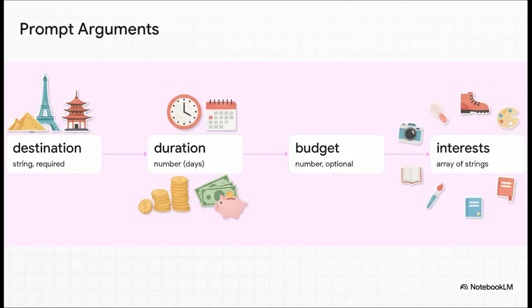And right here, this is the heart of the prompt. This is where the magic really happens, the arguments. The template defines exactly what pieces of information it needs and what format they should be in. For our vacation, it needs a destination, and that's required. It has to have it. But it can also take a duration and a budget, both as numbers, and even a whole list of interests. Those are optional, which gives you flexibility, but keeps that all-important structure.